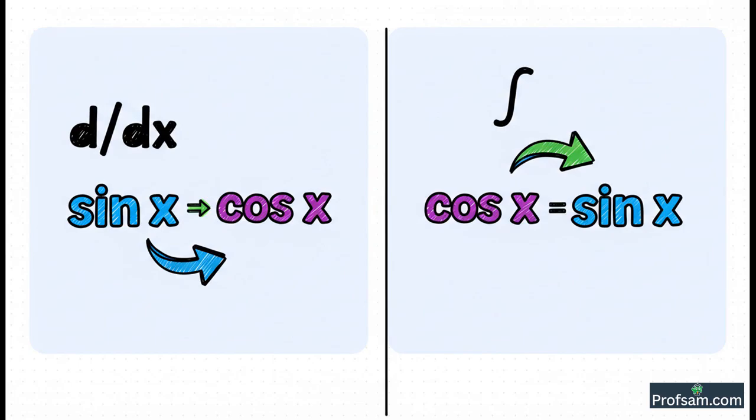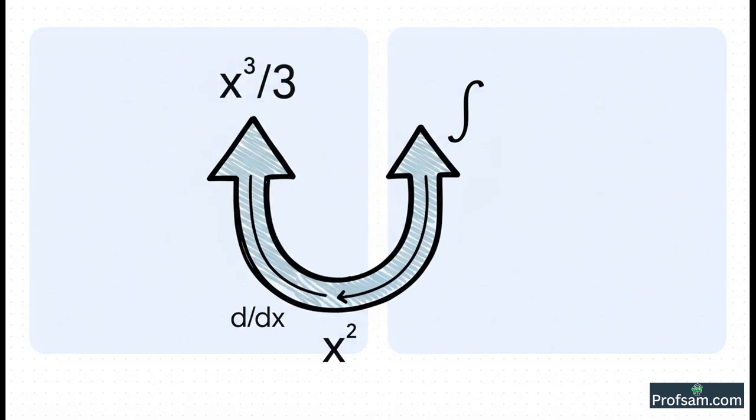Let's look at a really familiar example. We know that the derivative of sine x is cos x. So if we just work backwards, what's the antiderivative of cos x? Well, it has to be sine x. See? It's literally just the reverse process. Nothing new here. And this reverse thinking works for power functions too.